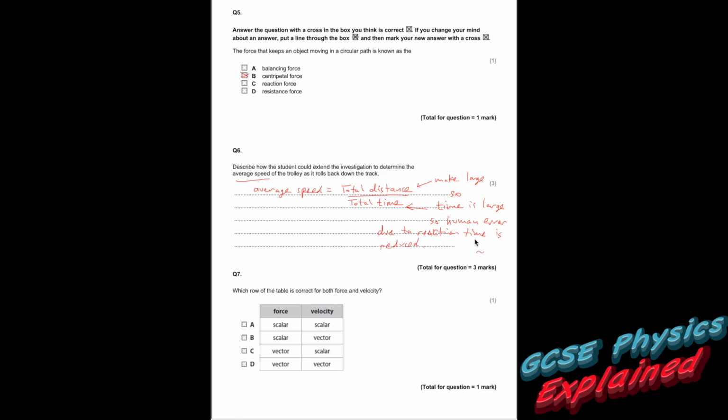Or to get rid of reaction time completely, use light gates. Question 7. Which row of the table is correct for both force and velocity? Right, they're asking about scalars and vectors. Well, force is a vector, it's got both size and direction, and velocity is a vector as well, both size and direction. So the answer is D.